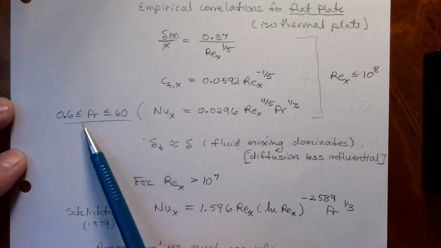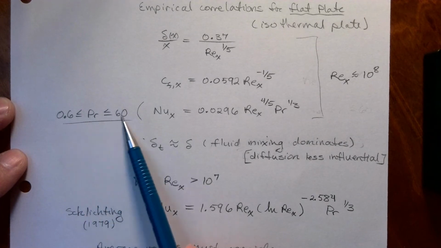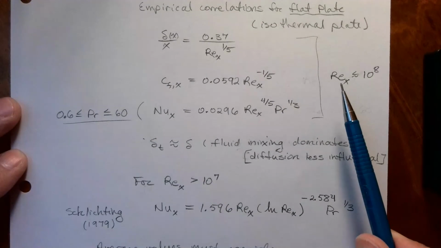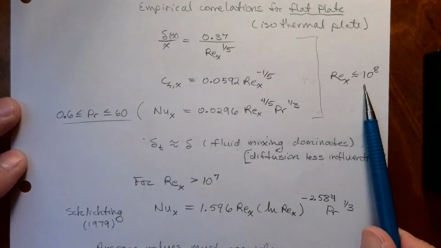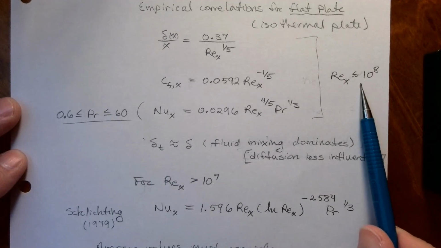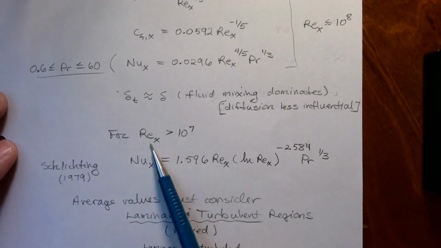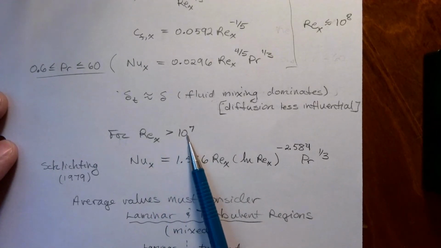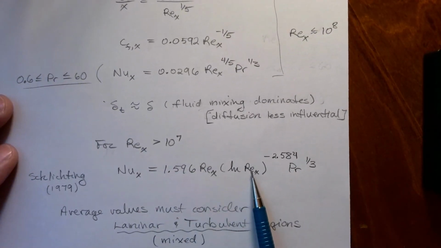We've already talked about some restrictions in the laminar case where the Prandtl number needed to be above 0.6, and we weren't too concerned about that. Many applications satisfy that, but now we also have an upper limit bound. We also have an upper limit that the Reynolds number can't be greater than 10 to the 8th. The correlation I'm going to give you starts with Reynolds number greater than 10 to the 7th, so there's a little bit of an overlap, but it still applies. The correlation changes and looks like this.